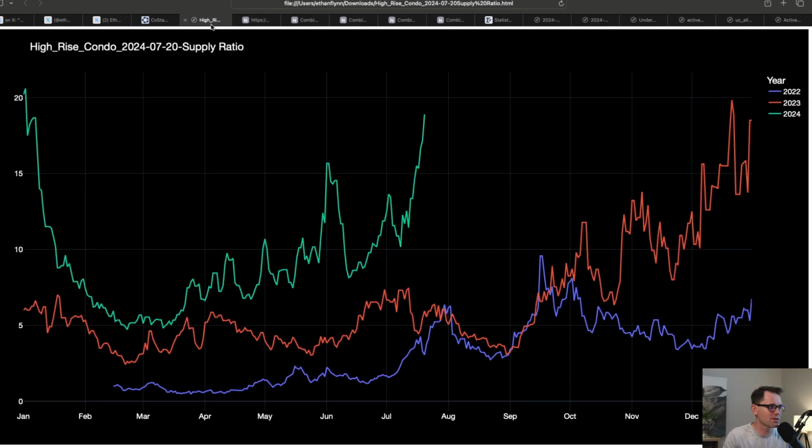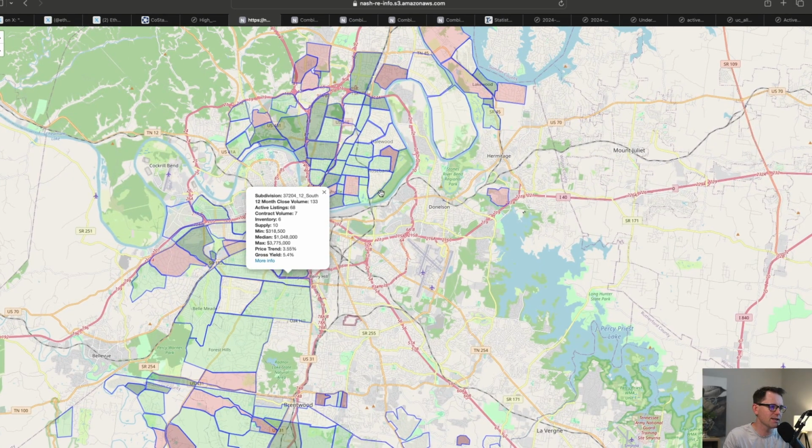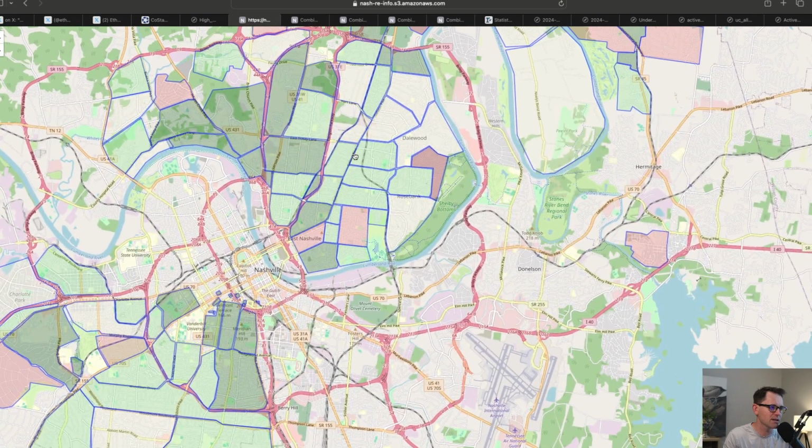Let's go to a couple neighborhoods that are really smoking hot, that are just much, much stronger than this. Oh, I also did, by the way, East Nashville. I know you guys had asked about East Nashville.